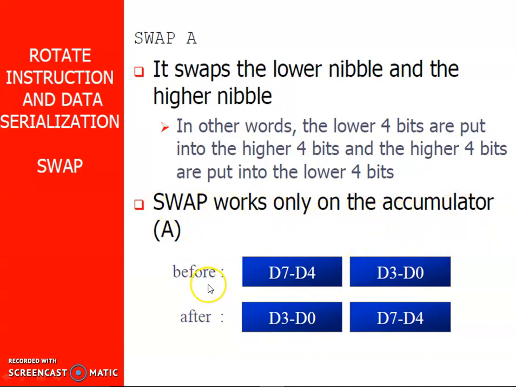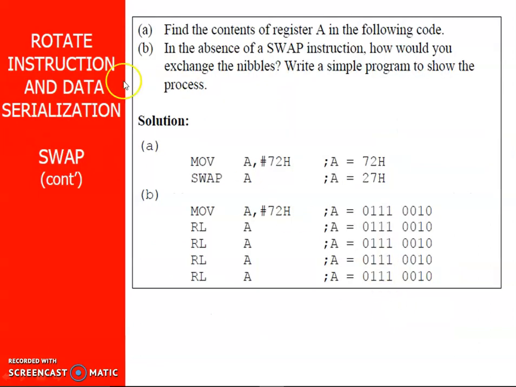Before SWAP, we have this kind of data: 4 bits from D0 to D3 and 4 bits from D4 to D7. After SWAP, whatever bits are in the lower nibble are transferred to the upper nibble, and whatever bits are in the upper nibble are transferred to the lower nibble. Let us look at the example.